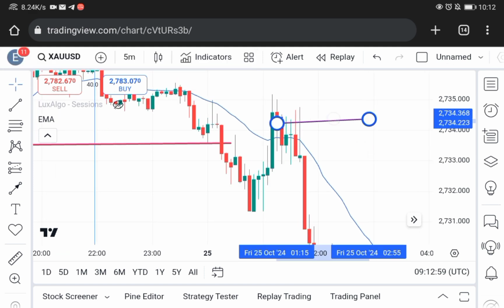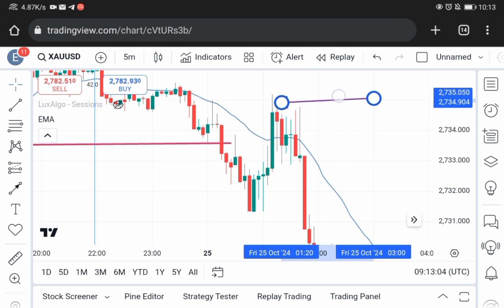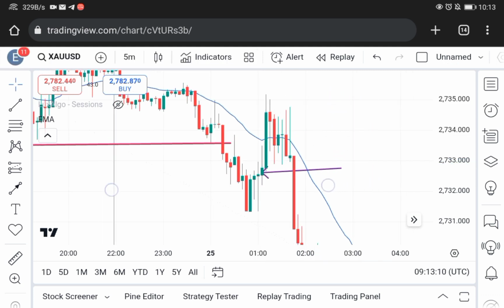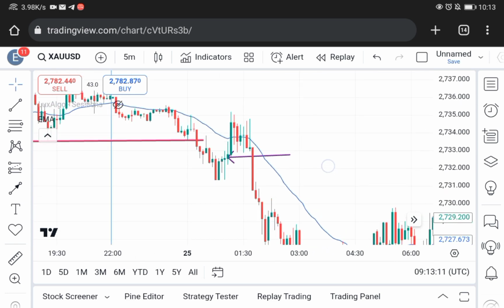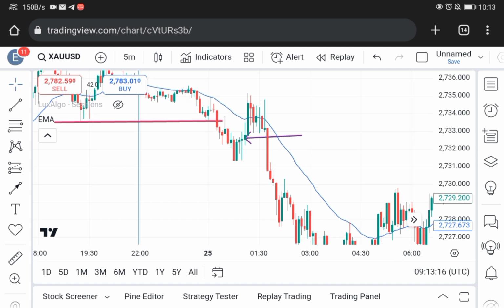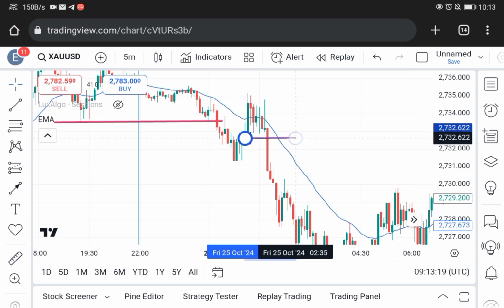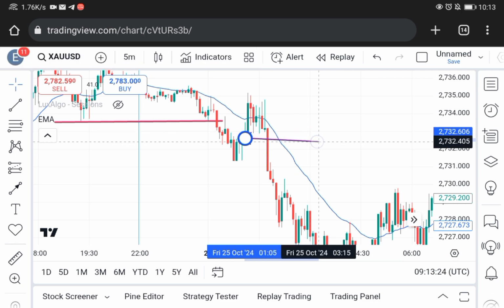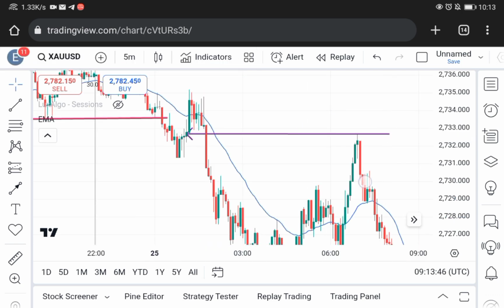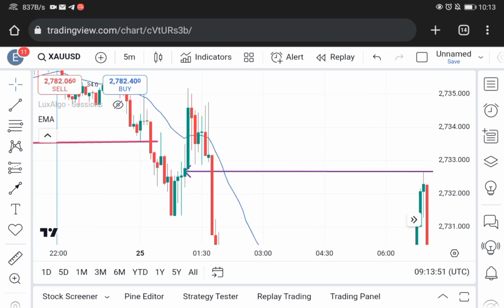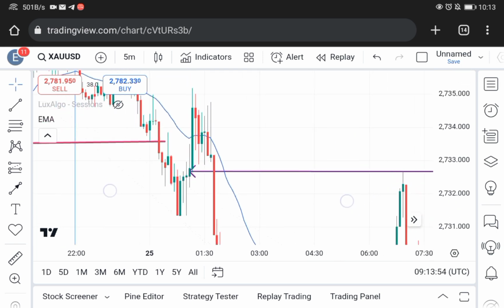You can either place your trade at this candle, or you wait for the market to close below this candle, because that is the highest candle that happened. So as the market closes below that candle, you can take your trade, or you wait for it to pull back. So that is where we found our engulfing.